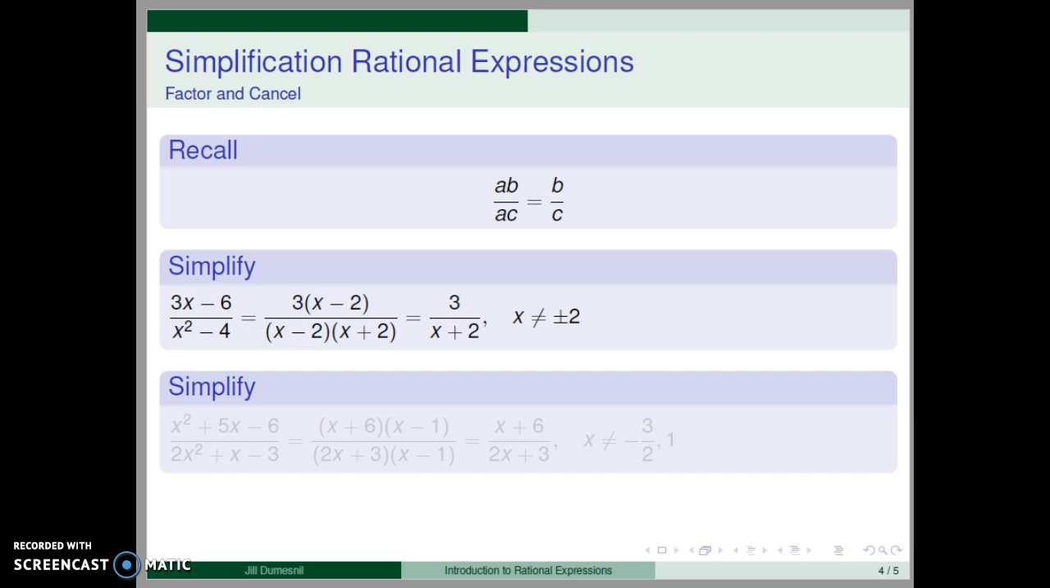To simplify the expression x squared plus 5x minus 6 over 2x squared plus x minus 3, we again factor the numerator and factor the denominator. We then can cancel the common factor of x minus 1, leaving x plus 6 over 2x plus 3. Again, we need to specify that x cannot equal -3/2 or 1. In particular, x not equaling 1 is essential to state since we made that restriction invisible with our cancellation.